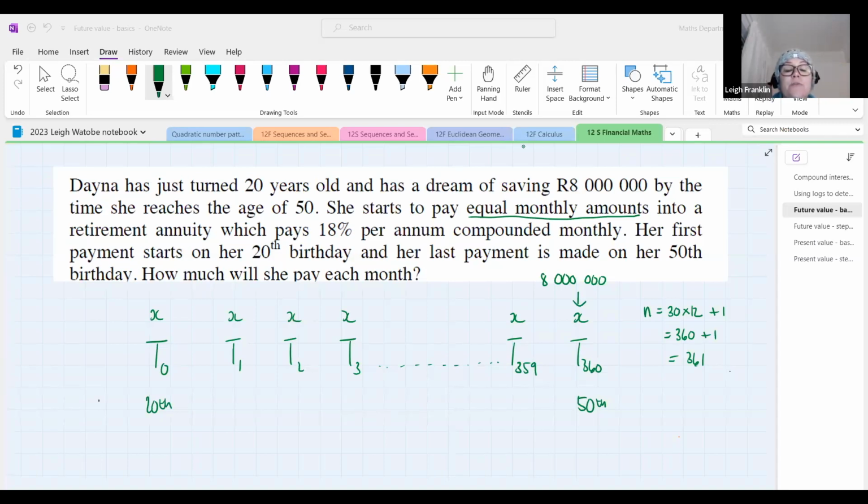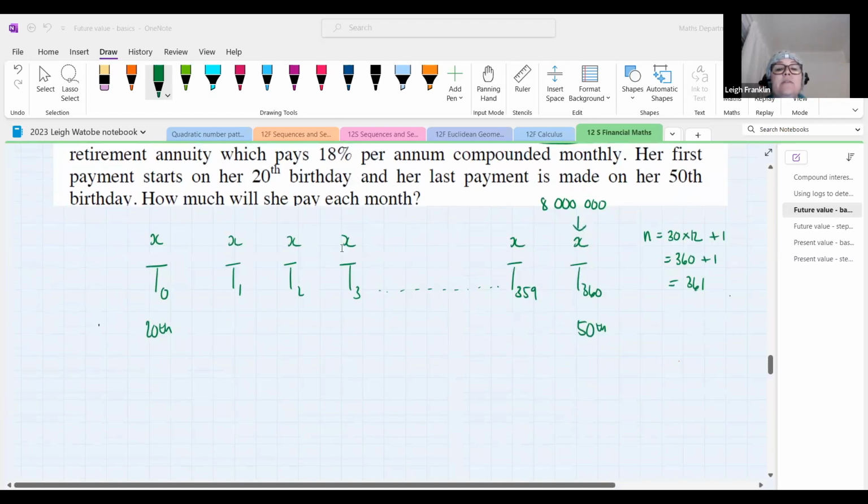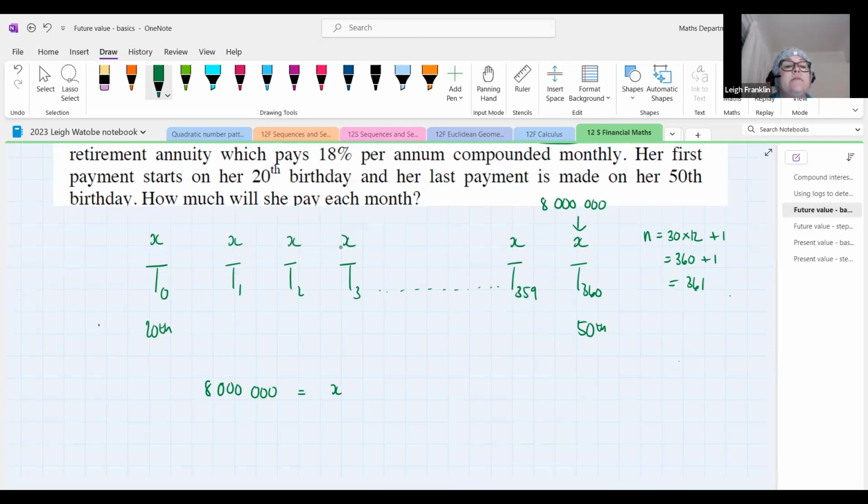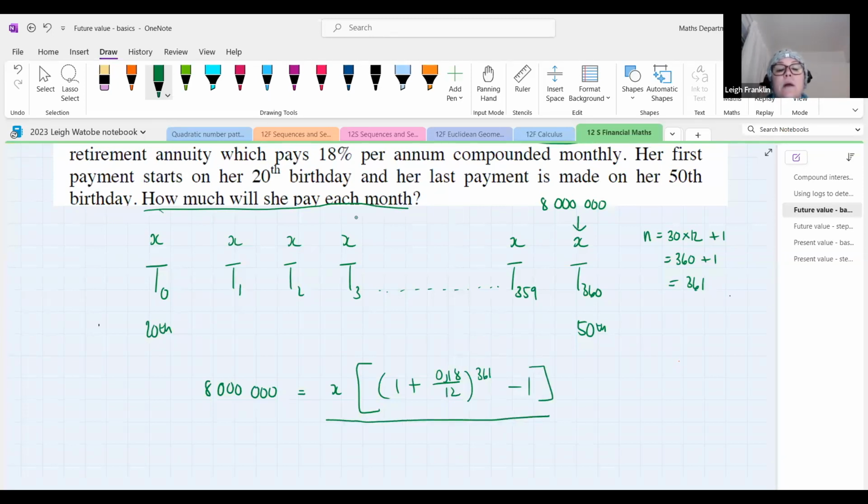Okay, so now subbing into future value. We know it's future value because it's savings. So our future value is going to be 8 million equals X. How much will she pay each month? That implies we need to calculate the value of X. 1 plus our interest rate, 18% per annum, compounded monthly. We've discussed that she would make 361 payments. And here 0.18 over 12.